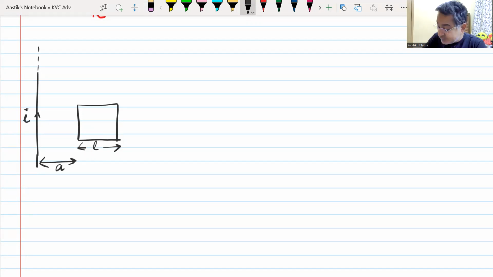Okay. Now, let me make it more general. Let me make the loop not a square loop but a rectangular loop. So you get this as L and this as B. L as the length and B as the breadth. Okay. Now, if anyone asks you what is the flux through this loop, remember, this is a loop placed in a non-uniform field. How much is the flux through the loop?